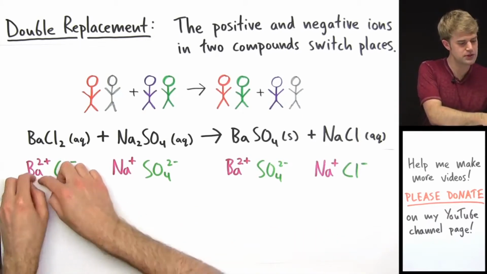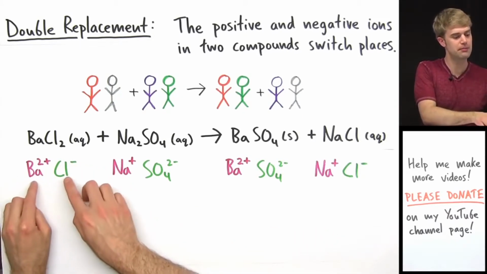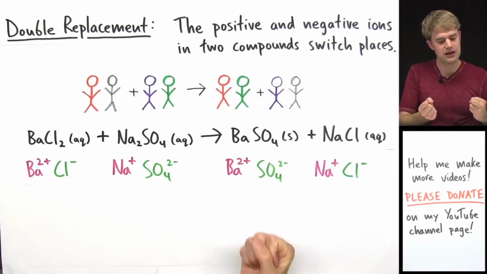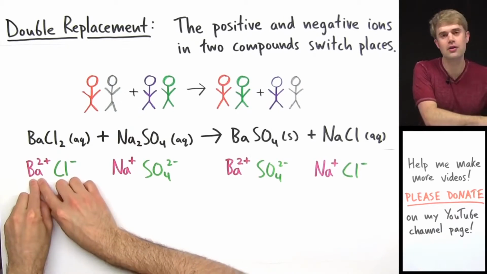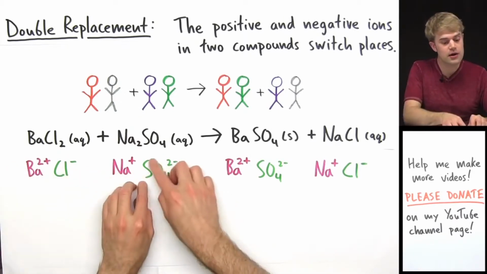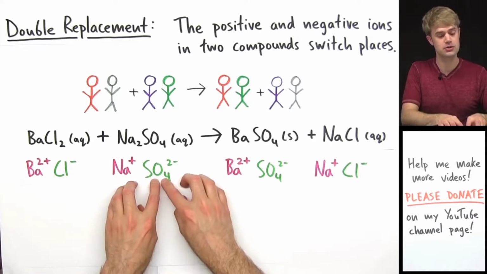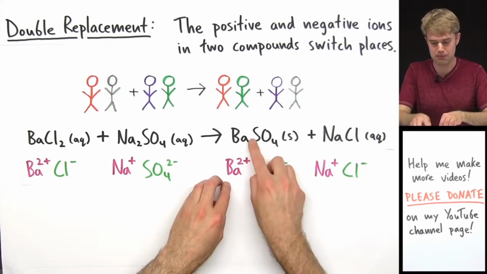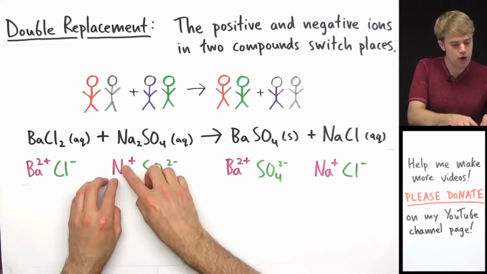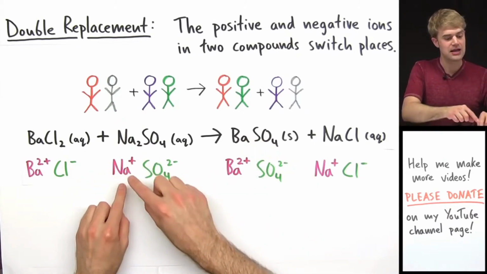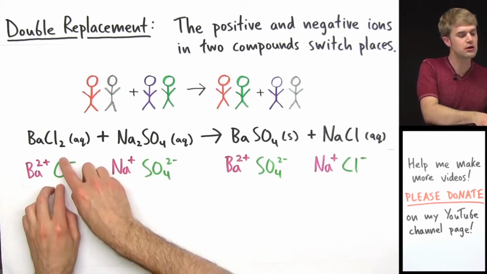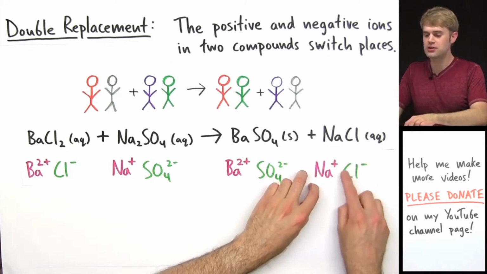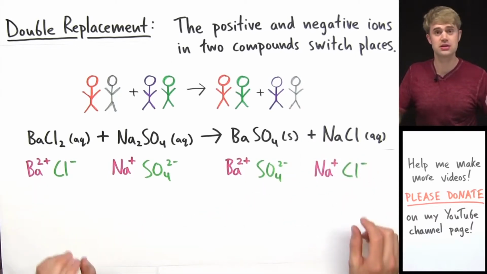So Ba2+ and Cl- were initially paired up. But then Ba goes and it gets switched. It finds a new dancing partner. It has to find the other negative ion, right? So the other negative ion here is SO4 2-. So Ba2+ and SO4 2- end up together, making BaSO4. And then sodium, Na1+, has to find the other negative ion, which here is Cl-, and they end up paired up over here. Na1+ and Cl1- making NaCl.